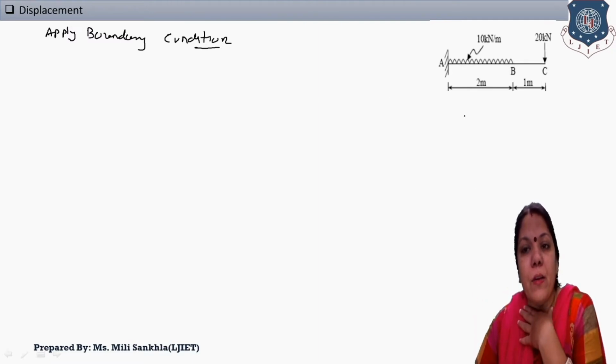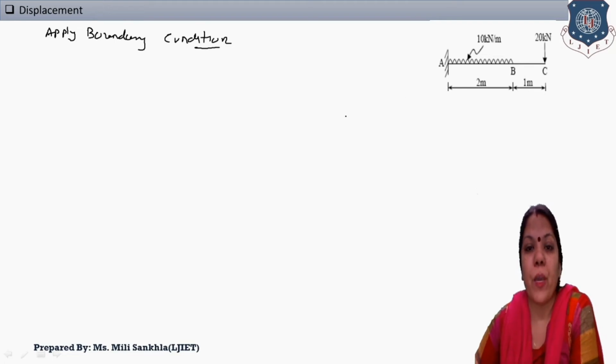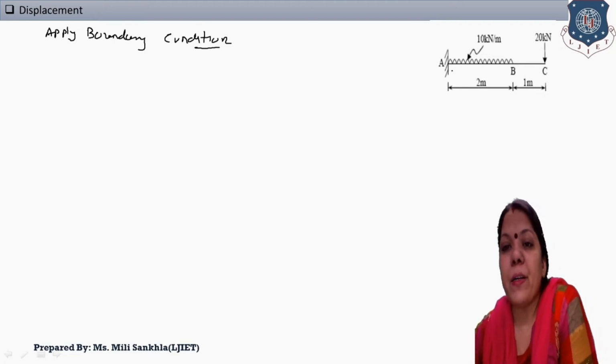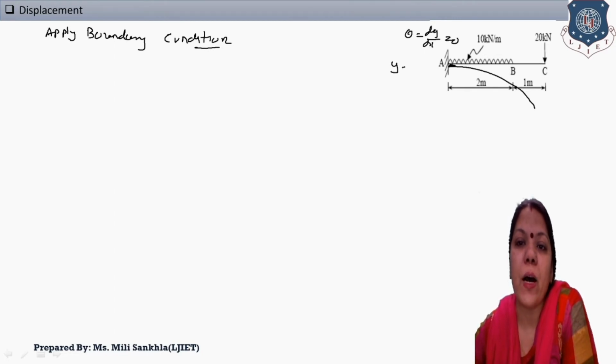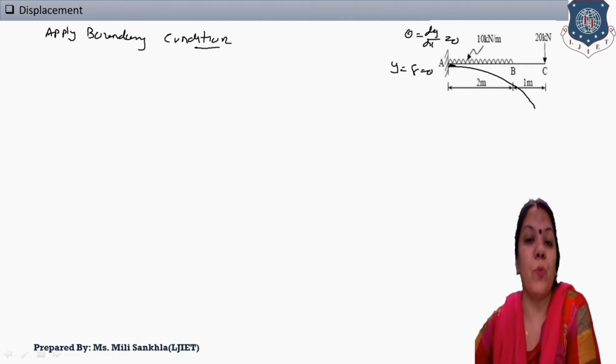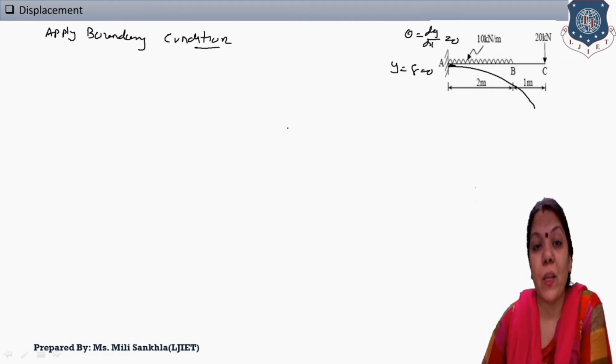If we solve with this Macaulay's method for a cantilever beam, and this A is fixed and C is free, so apply the boundary condition at support A. Okay, now the deflected shape of this beam is like this one. This one is A point, and at A point both values are 0. At A point rigid, that is theta, dy by dx is 0, and also y, deflection, is equal to 0. Because fixed support is rigid, it will not allow any type of slope and deflection.